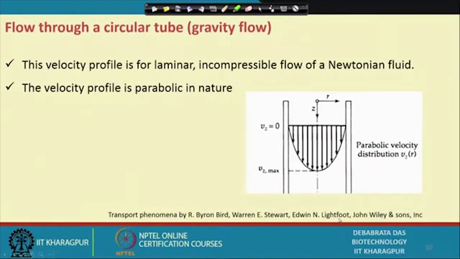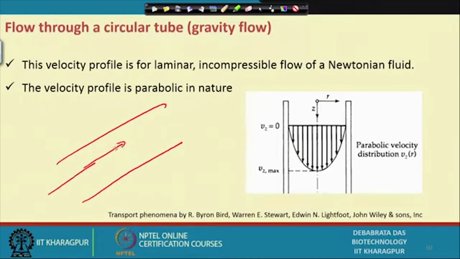Now for flow through the circular tube, this is the velocity profile in laminar flow of an incompressible Newtonian liquid. Suppose the liquid is flowing through this pipeline, it will look like this. Why? Because as the liquid comes close to the wall of the tube, there will be friction between liquid and the wall, so the velocity will be retarded. So this is the parabolic velocity distribution that we will obtain.